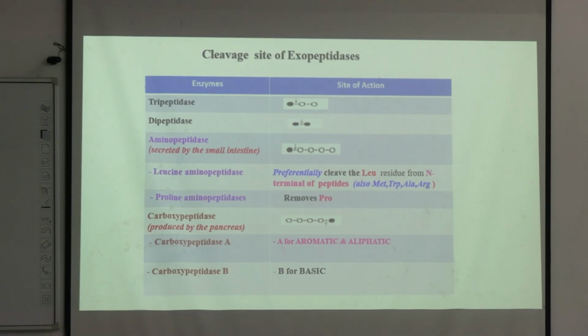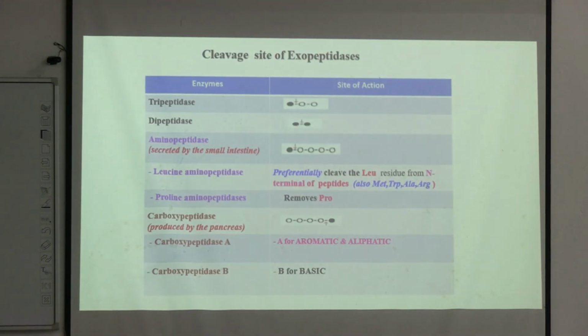Carboxypeptidases are produced by the pancreas. There are two types of carboxypeptidase. One is carboxypeptidase A. Remember, A is for aliphatic and aromatic. You can note down. Carboxypeptidase B is for basic amino acids, but it can also cleave neutral amino acids. So everything cannot be remembered so easily, so it is better to memorize that carboxypeptidase A is for aromatic and aliphatic, B for basic amino acids.